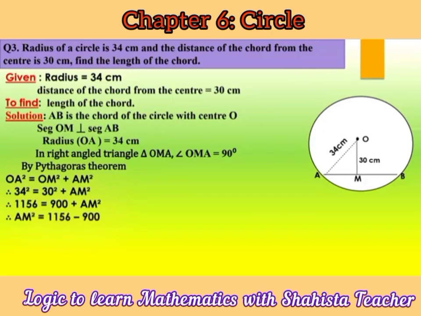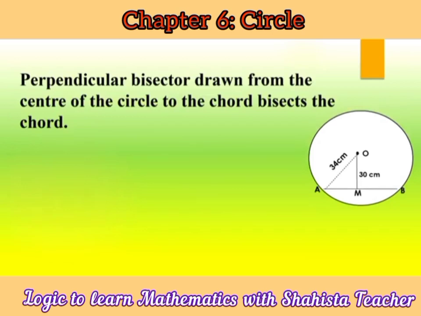Now keep the AM square on left hand side and 1156 will be subtracted by 900. So AM square is equal to 256. Now root of 256 is, yes, 16 centimeter. That means AM is equal to 16. If AM is 16, then MB is also 16. So 16 plus 16 is how much? 32. Yes, perpendicular bisects.